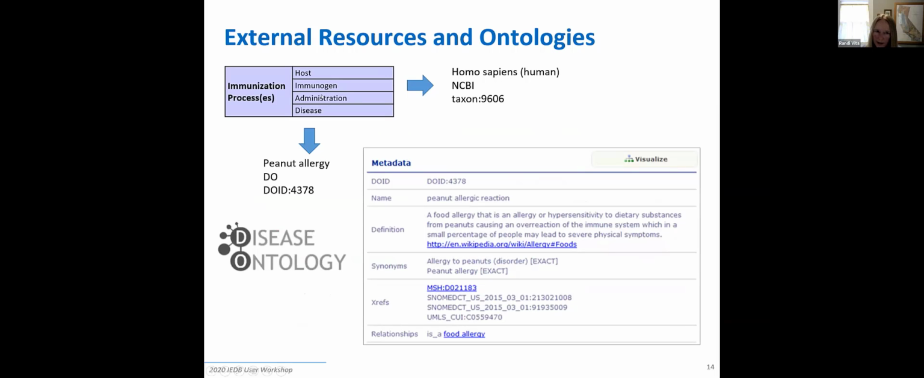And for the host of the assay, whose immune response we are describing, we again use NCBI taxonomy to describe all of these different species for which we have data. And for diseases, we use the disease ontology. This provides us with synonyms, definitions, cross-references to other projects, and relationships and organization of the different disease types. For example, all food allergies can be searched together as a set, even though they're curated separately.